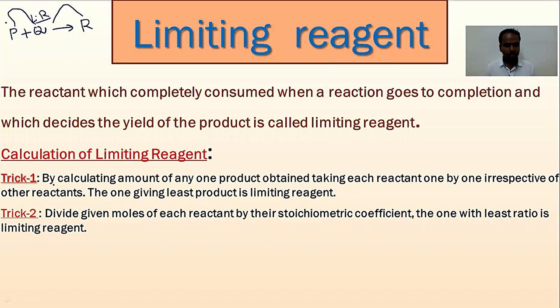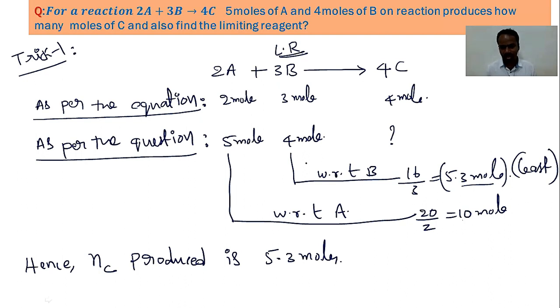In trick one, we calculate the amount of any one product, because in some reactions 3-4 products are there. By calculating the amount of any one product obtained, taking each reactant one by one irrespective of the other reactants, the reactant giving the least product is called the limiting reagent. So in this question, the reactant B can produce the least, 5.3. That's why B is the limiting reagent. The moles of C produced is 5.3.